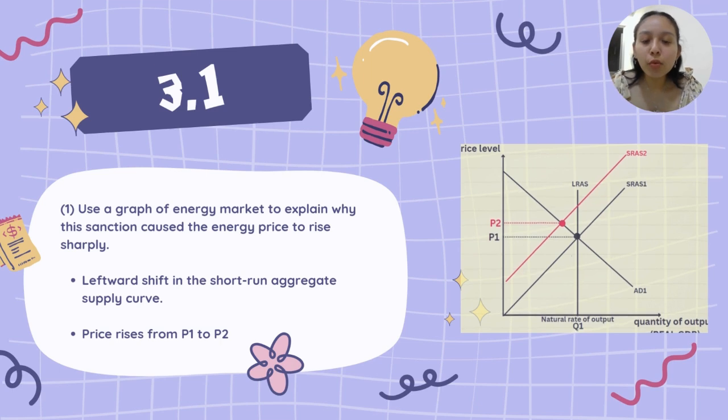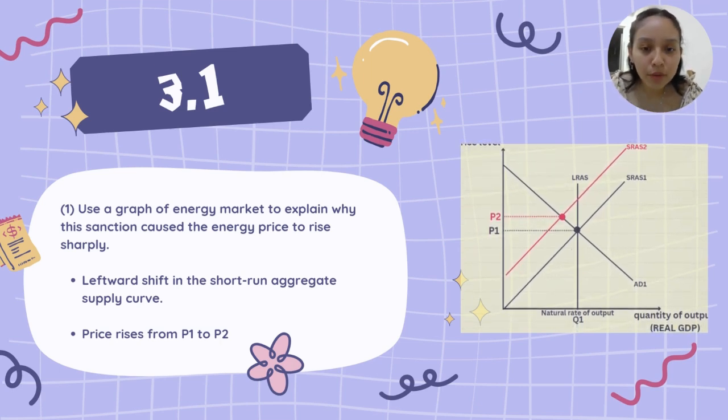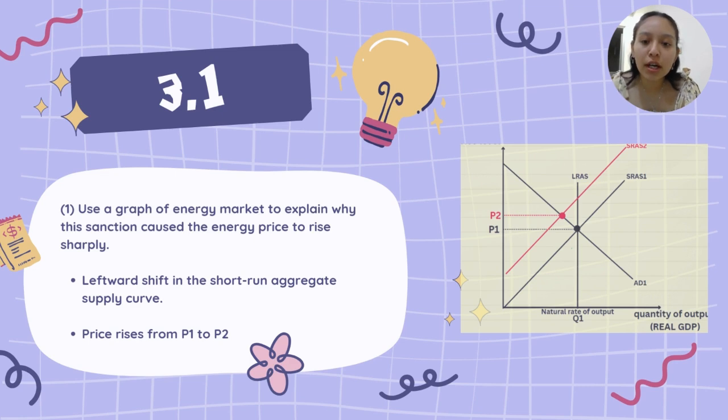Okay, so question 3.1 asks us to use a graph of energy markets to explain why this sanction caused the energy price to rise sharply. And it's mainly because of the shift of the aggregate supply, because the import ban on crude oil and petroleum products disrupted the supply of these essential energy resources in the market. And this disruption caused the supply of oil and petroleum products to decrease, which led to a leftward shift in the short run aggregate supply curve.